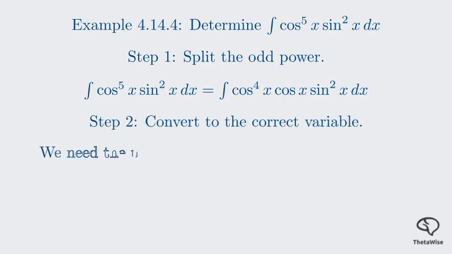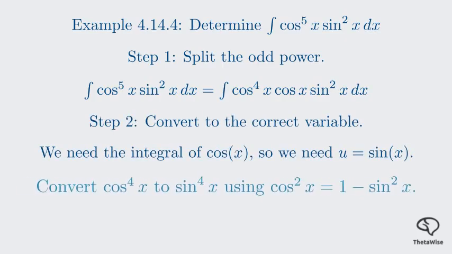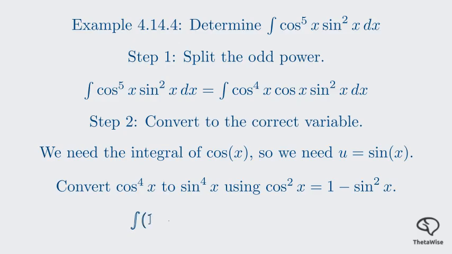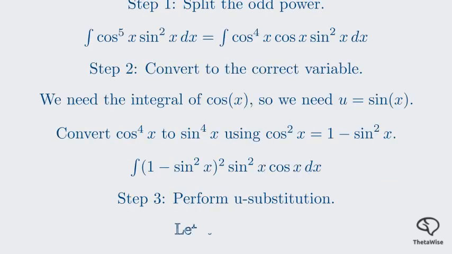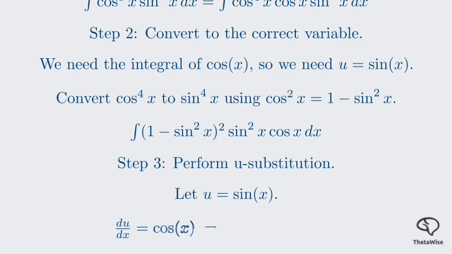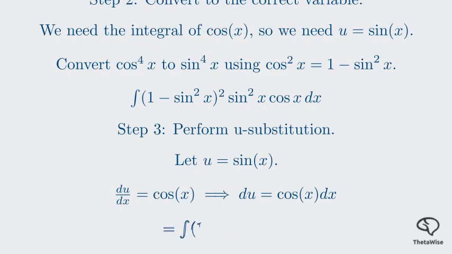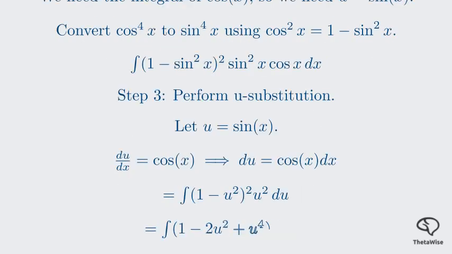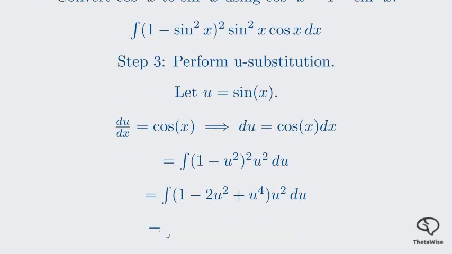Since cosine to the fourth x is cosine squared x squared, we can write it as 1 minus sine squared x, all squared. This gives us the integral of 1 minus sine squared x, squared, times sine squared x times cosine x. Now we let u equal sine x. The derivative du is cosine x dx. Substituting, we get the integral of 1 minus u squared, squared, times u squared with respect to u.